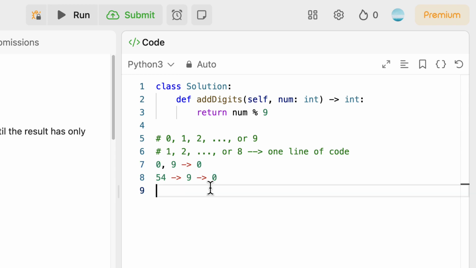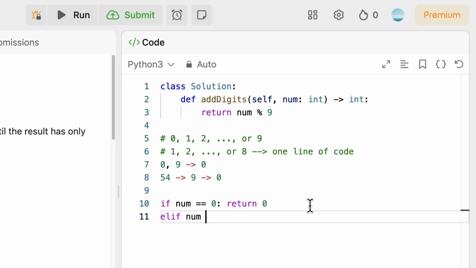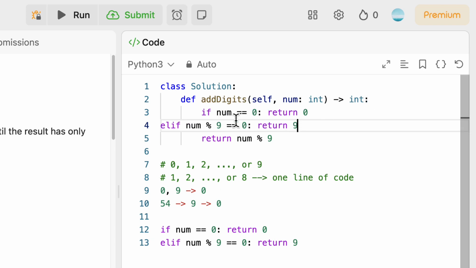The first case here is when the output should be 0. So it happens only when the input is also 0. And in this case, we can just return 0. We can change the input to num here. Right? After we filter out this case, if the num mod 9 is equal to 0, then we just return 9. Right? So we just add these 2 conditions, and then this solution is completed. Okay?